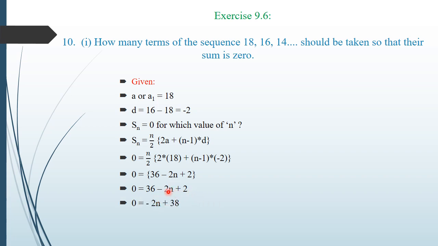Then 2n I'll keep here, and 36 plus 2 will be 38. Therefore 2n, if I bring it on the left side, it is minus here, it will become plus 2n. 2n is equal to 38. Therefore n is equal to 19. Means we need to add 19 terms of this AP in order to get the sum as 0. Therefore Sn is equal to 0 for n is equal to 19.